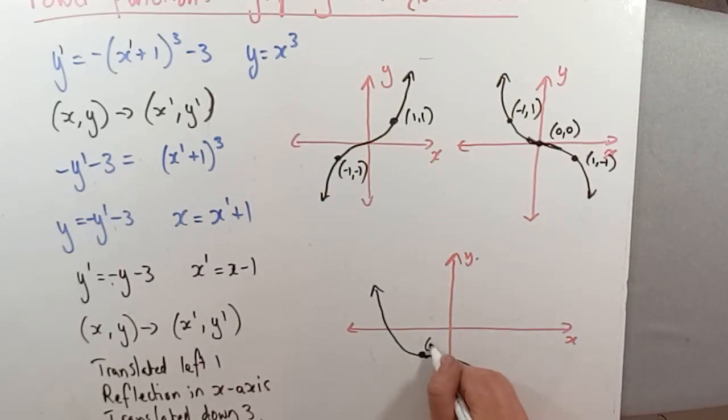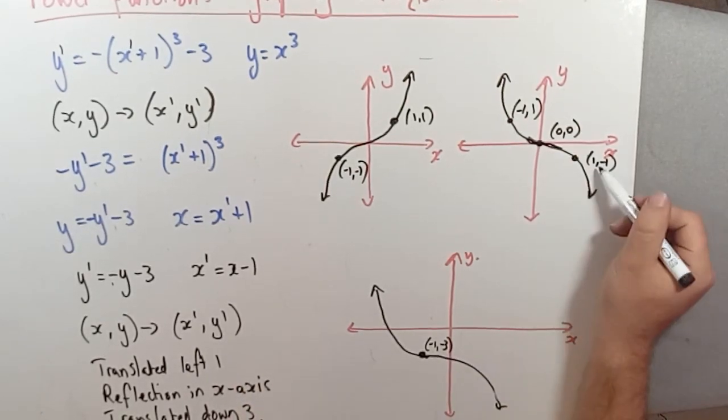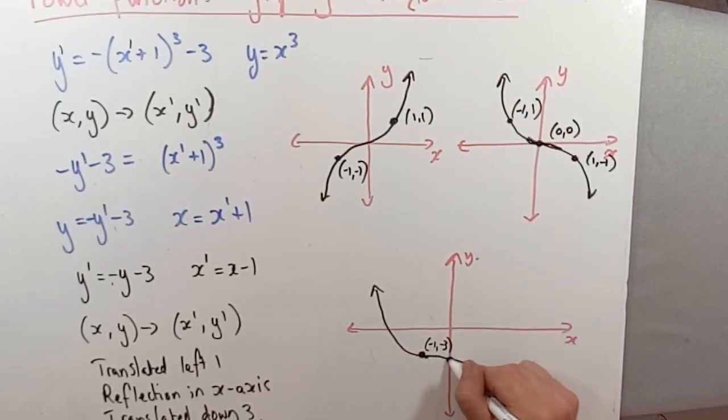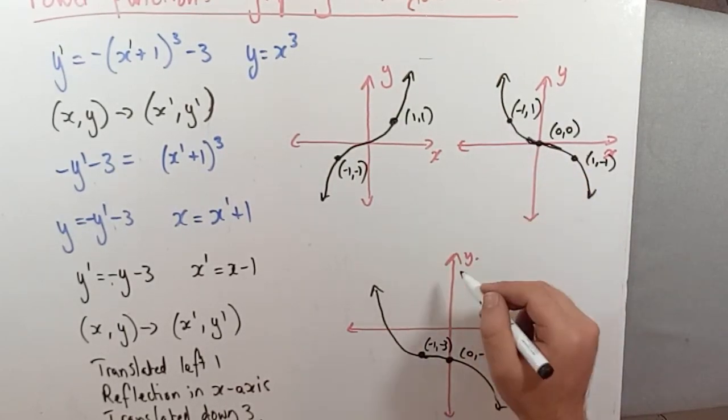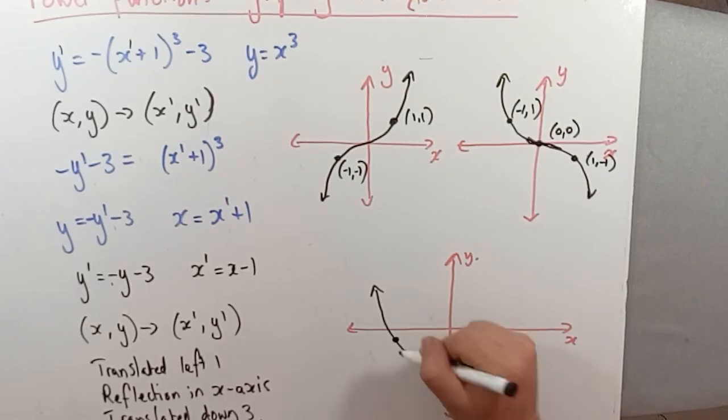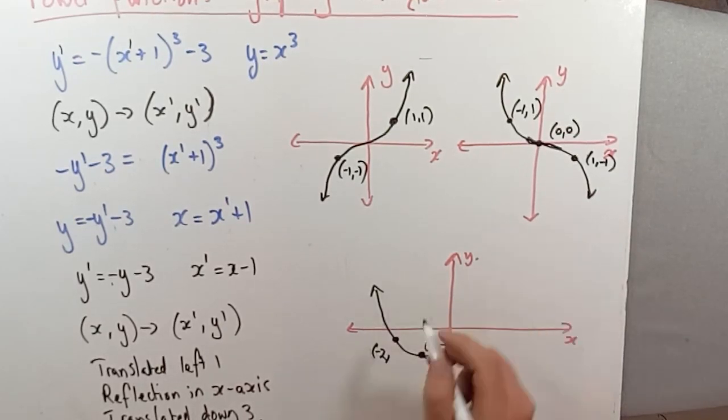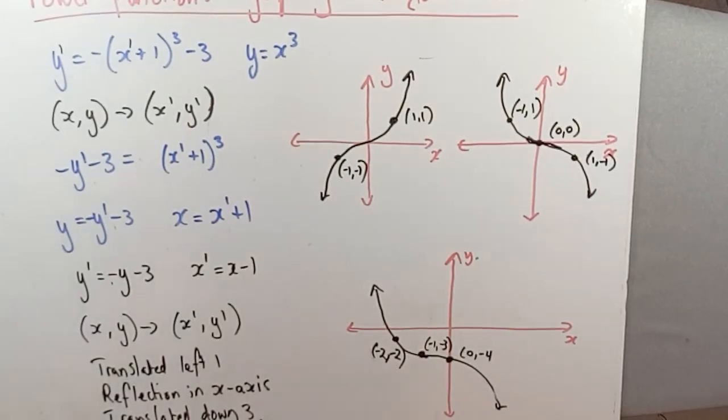Okay, so what have I got? Negative 1. Now, what did we do? We went left 1 and down 3. So what happened to this point? This point came down to 0, negative 4. What happened to this point? It went to negative 2, down 3, negative 2. Okay, and there's our graph. You could also find this point if you'd like by sticking 0 in for y and solving.